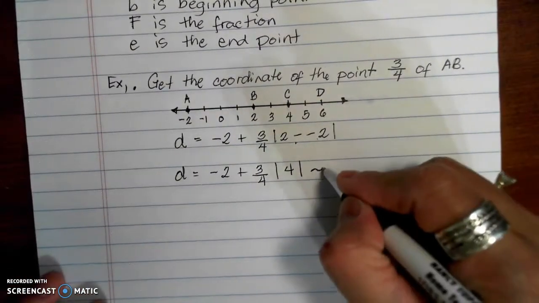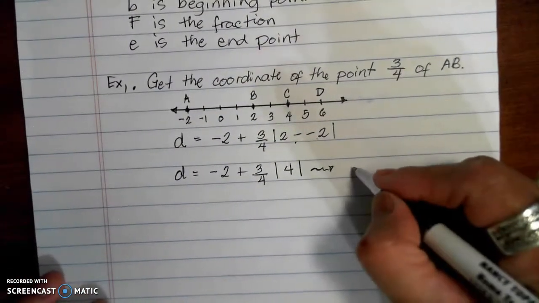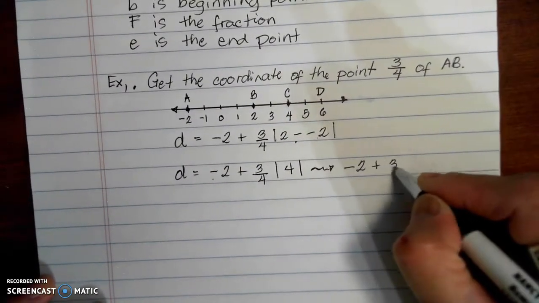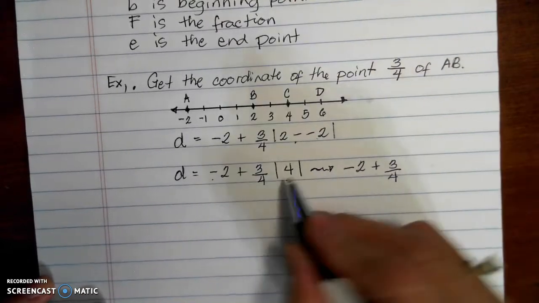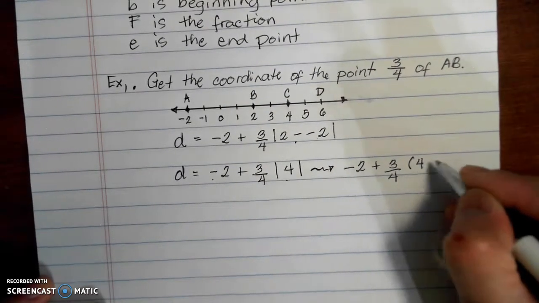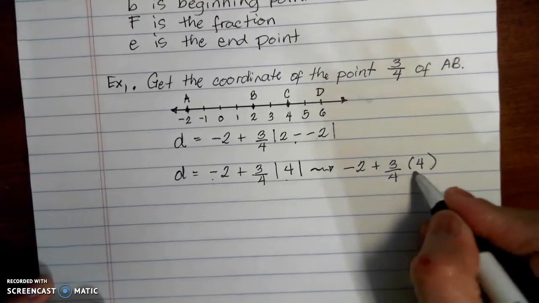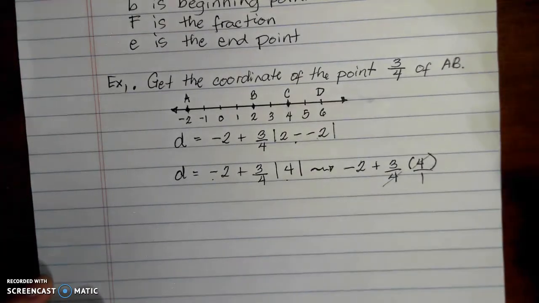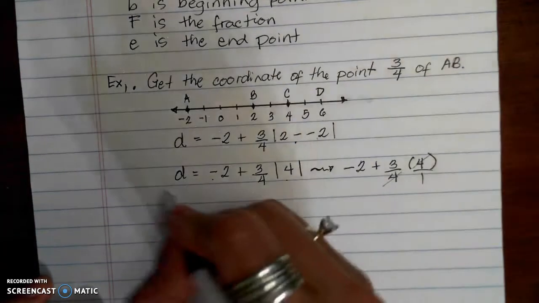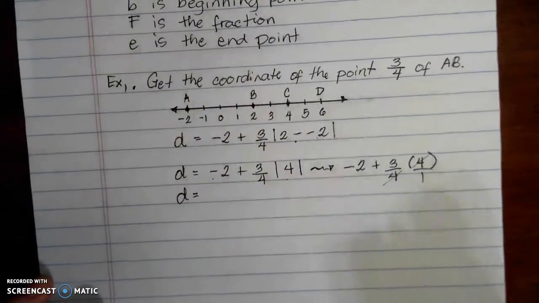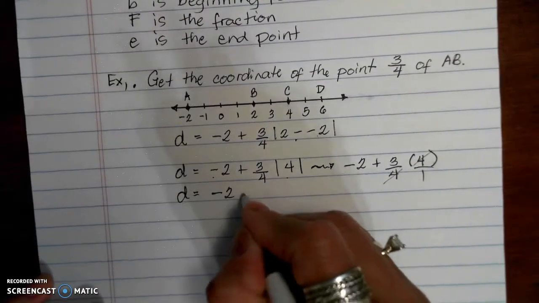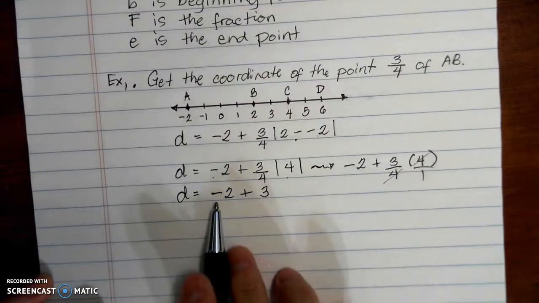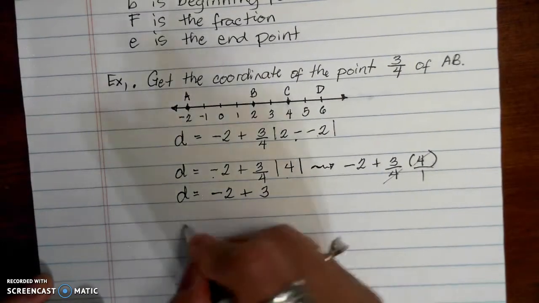And let's just do it here on the side. So I'll start here. That'd be -2 plus 3/4. Change that to a parenthesis so that you can operate on it. The denominator of this one is a 1. You know that this cancels out because it turns to a 1. So now your distance is going to be the beginning point plus a 3. Okay, so -2 plus +3.